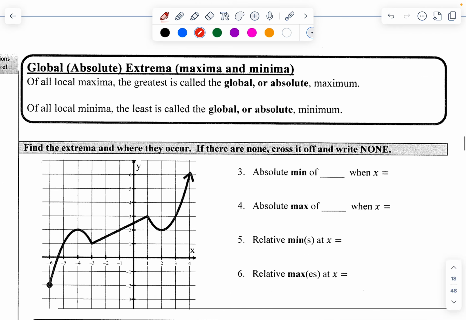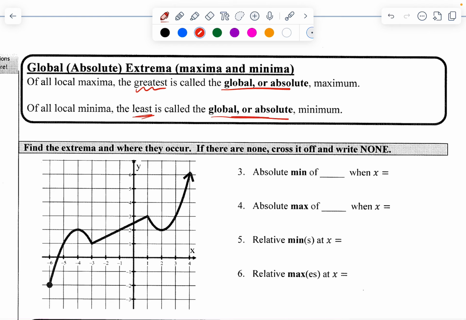All right, let's turn the page. Let's talk about global or absolute extrema, which is an absolute maximum or minimum. So out of all of the local maxima, the greatest of them is called the global or absolute maximum. Out of all of the local minima, the least one is called the global or absolute minimum.